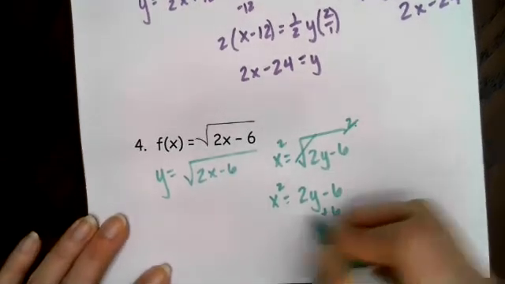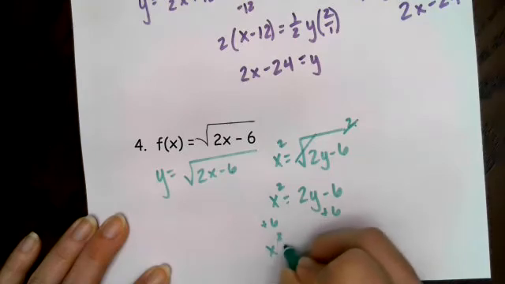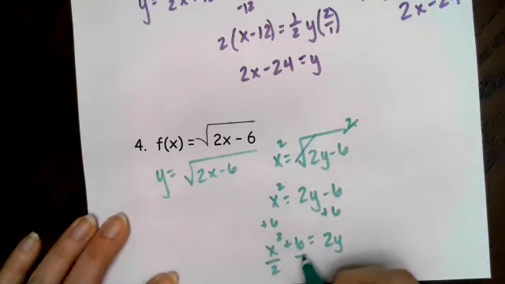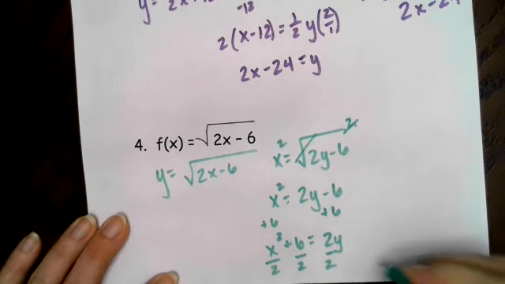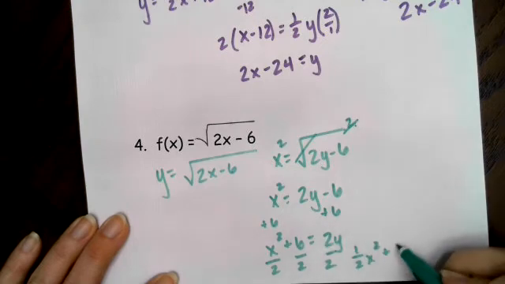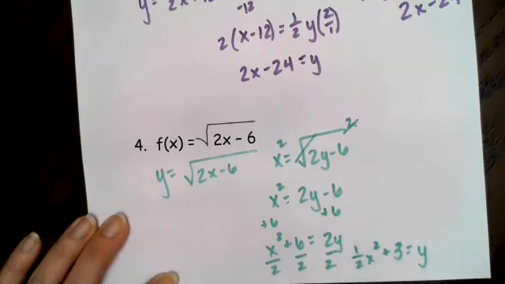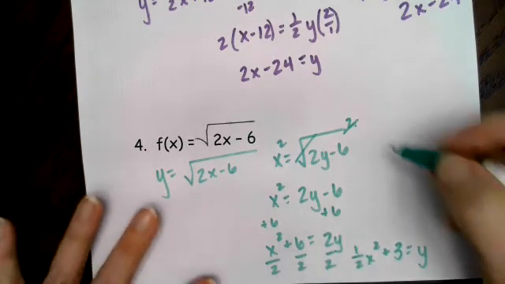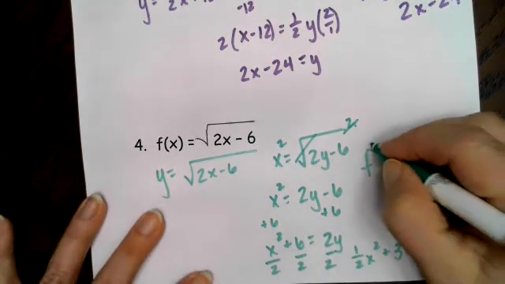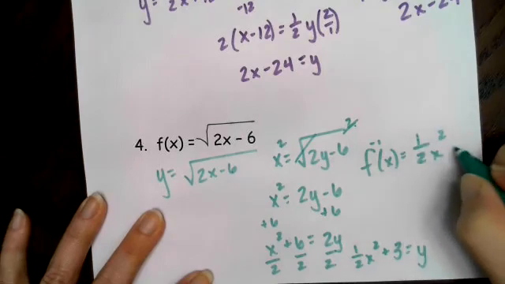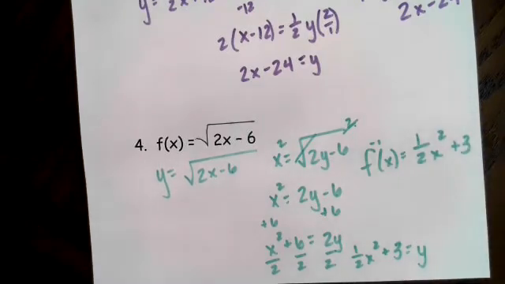I'm going to add 6 to both sides. So x squared plus 6 is equal to 2y. And I'm going to divide everything by 2. So I have 1/2 x squared plus 6 divided by 2 is 3 is equal to my y. Fractions I like to write as coefficients times my variable. That's just a personal preference. There's nothing wrong with x squared over 2. But my inverse function is equal to 1/2 x squared plus 3.